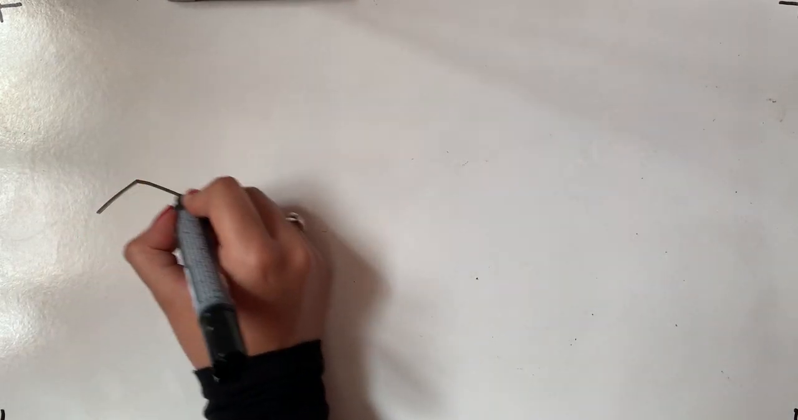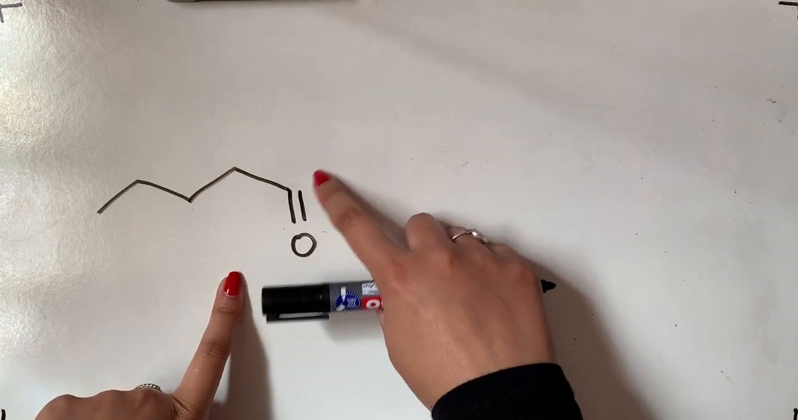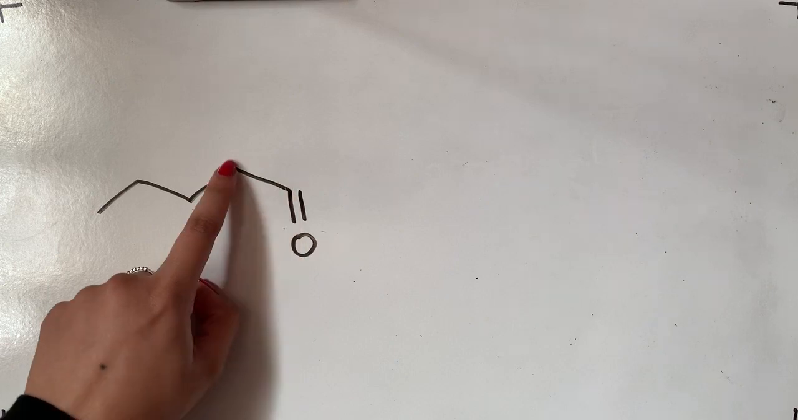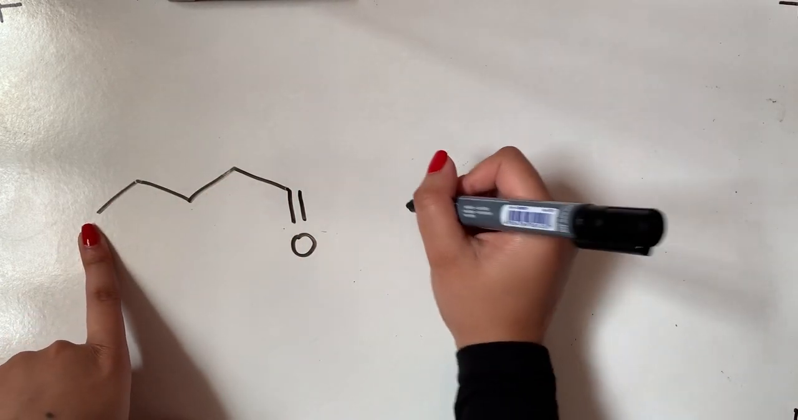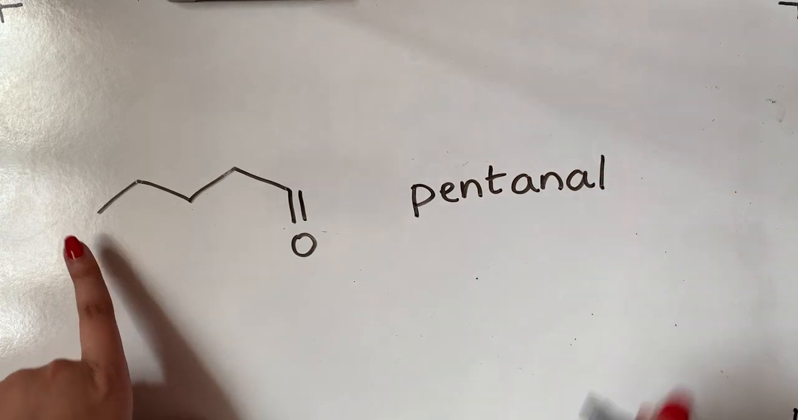Let's just have a look at it in skeletal form. So that's that in skeletal form. This over here is an aldehyde. We don't have to draw the hydrogen in. Just again count the number of carbons. So 1, 2, 3, 4, 5. So therefore this one here is called pentanal, like so.